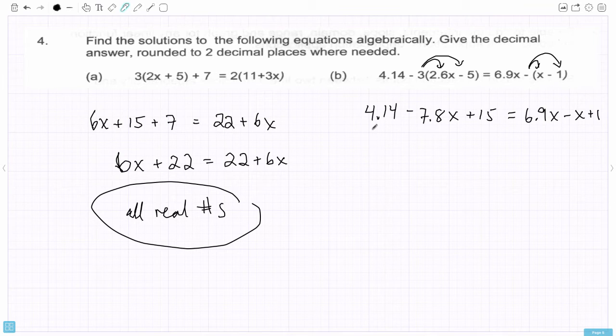All right, now we can combine 4.14 and plus 15. That gives me 19.14 minus the 7.8x. And on the right hand side I have 6.9x, take away 1x gives me 5.9x plus 1. And now we want to combine all the x's on one side and all the constants on the other. It doesn't really matter which side. It's perfectly fine if we add 7.8x on both sides here, so that we could just add these.